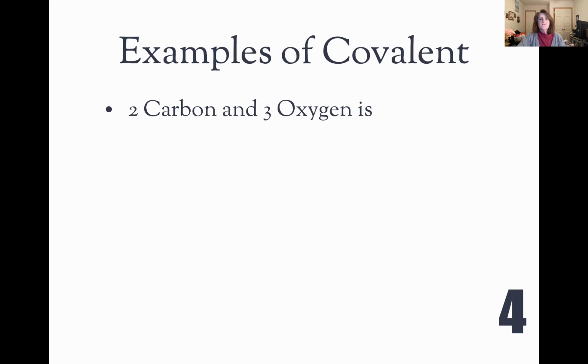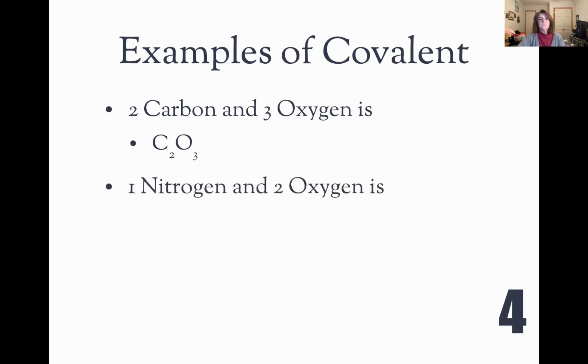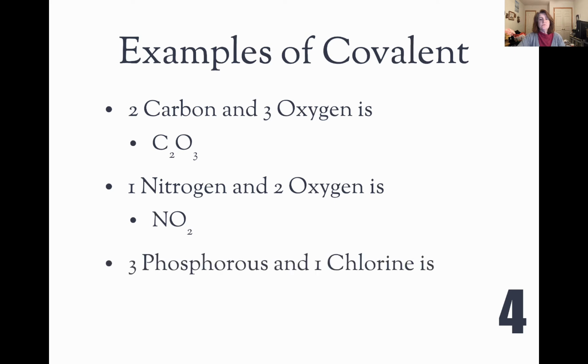Covalent examples: if I had 2 carbon and 3 oxygen, I could combine them to be C2O3. 1 nitrogen and 2 oxygen would be NO2, and 3 phosphorus and 1 chlorine would be P3Cl.